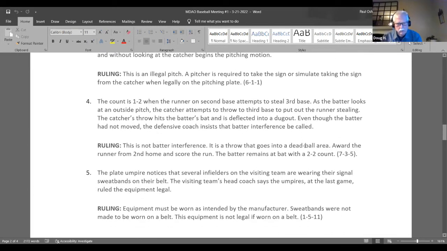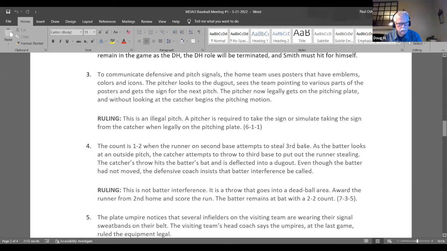I've got a question related to that rule. Sure. So if the pitcher takes a sign from the catcher and he's not in contact with the pitcher's plate, it's a balk. So these signals from the bench, presumably, would that same rule apply to taking signals from the bench?